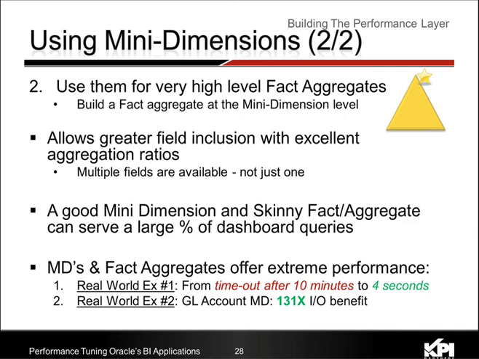Right? A couple more examples here. This is mini dimensions and fact aggregates. These are real-world examples. Went from a report that timed out after 10 minutes to just 4 seconds, okay, on very large data sets. Okay? These offer fantastic benefits.